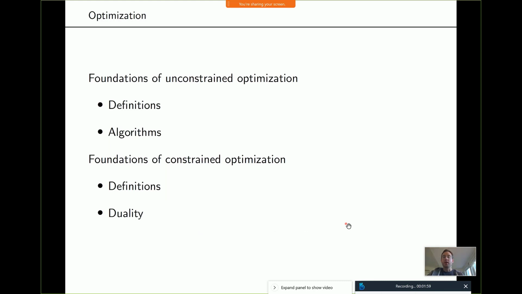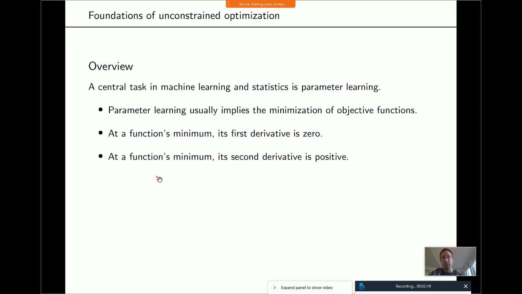Good. So last time we started with foundations of unconstrained optimization and discussed some definitions and algorithms. These foundations of constrained optimization we will actually visit only when we discuss support vector machines, because that's when we really need them. And last time we already discussed that, and also today, that a central task of machine learning is parameter learning. That parameter learning usually implies the minimization of objective functions. I mentioned that earlier today.